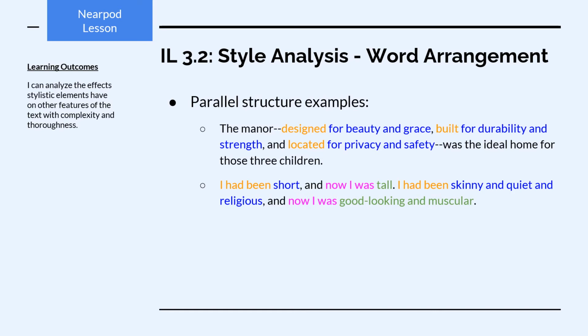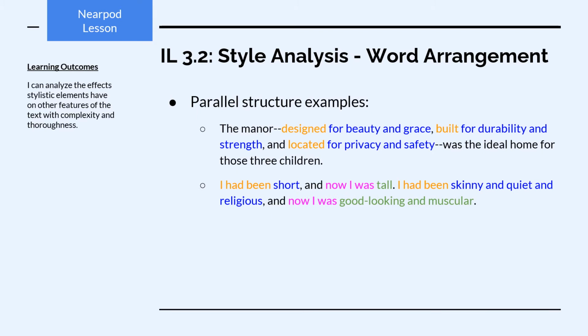Here we've got a series of participial phrases in the middle of our sentence, three different participial phrases that are parallel because each one repeats the same structure. We've got a participle followed by a prepositional phrase, and that prepositional phrase contains a compound object. So we have designed, built, located, for beauty and grace, for durability and strength, for privacy and safety. Those are our corresponding ideas.